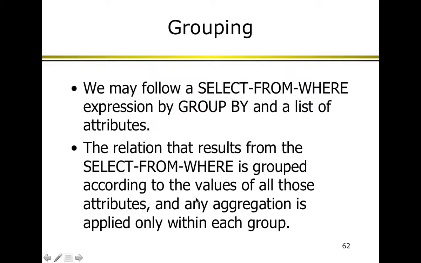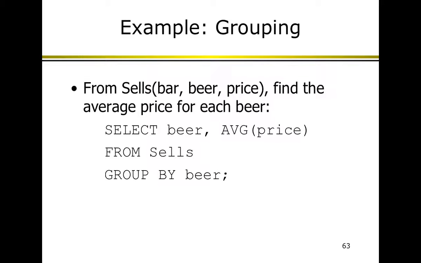We also have grouping and we have having, and believe it or not, we're coming down the home stretch. Yeah, we're practically through the boring part of this. So you can do a select from where and express by a group by a list of attributes. So you can select the result from select from where and then group it. And the grouping helps us determine what it is we're going to aggregate this by. For example, find the average price for each beer, and we're going to group it by beer. So select beer, comma, average price from sells, group by beer.